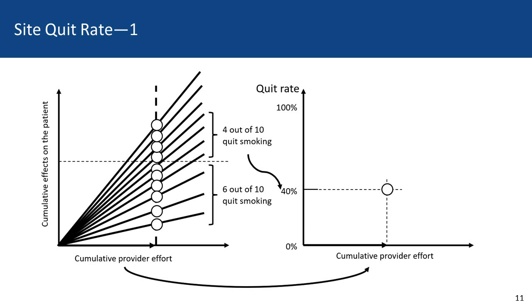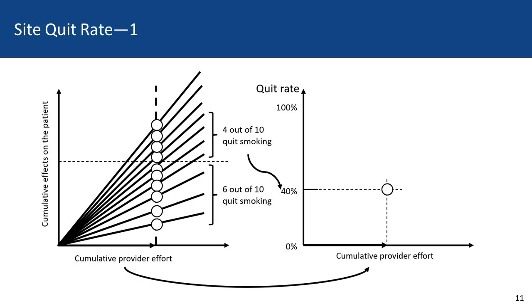And from this slide onward, we're going to focus on smoking cessation. So here we see that 4 out of 10 have quit smoking, and the remaining 6 out of 10 have not quit smoking. Now we're going to show this on the right side of the slide with another plot. The horizontal axis is the same. It's the cumulative provider effort. But the vertical axis is now a site level measure.